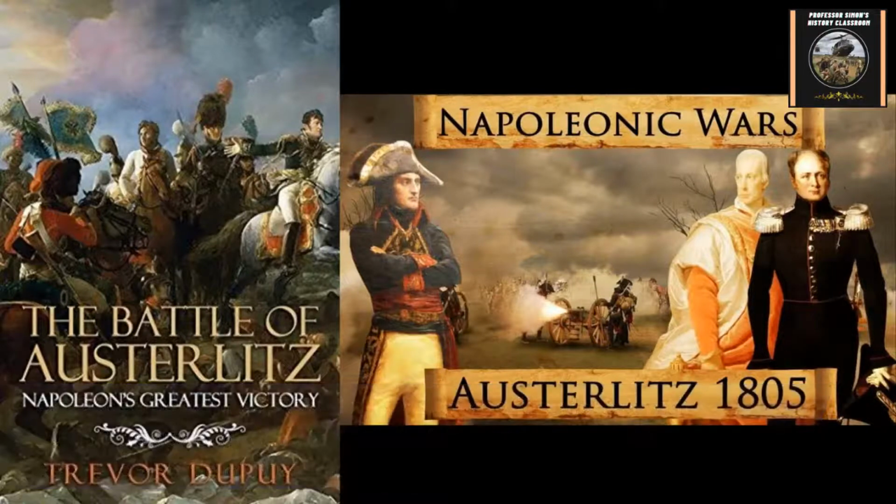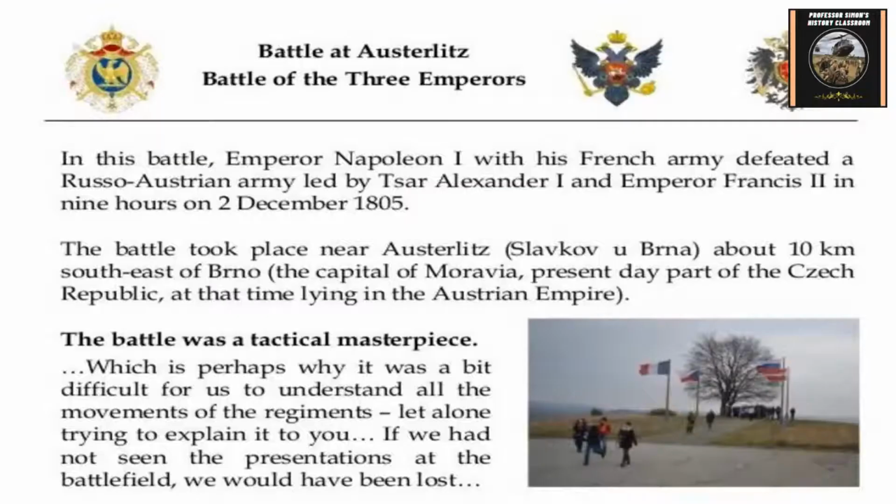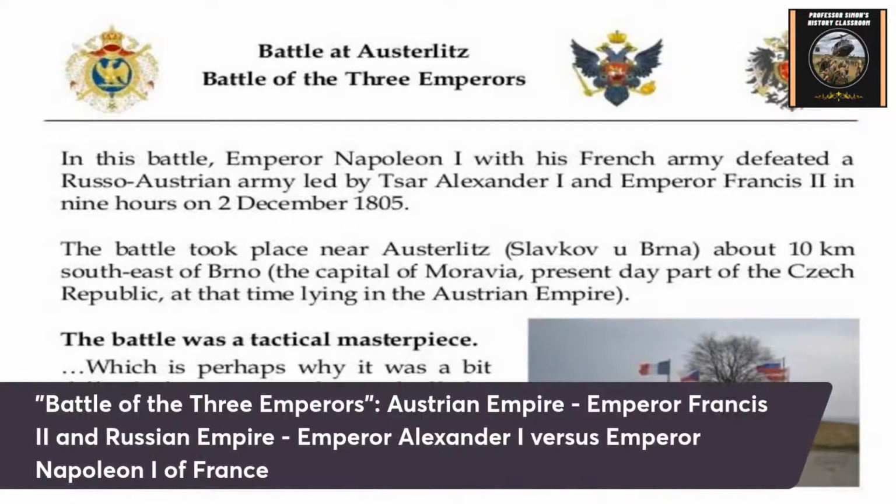And this battle had a nickname. It was later dubbed the Battle of the Three Emperors because you had three emperors present in the battle. Napoleon, who was, of course, Emperor of France, but you also had the Emperor of Austria and Holy Roman Emperor Francis II, and then also Tsar Alexander I, or Emperor Alexander I, who was the ruler of Russia. So that's basically why it was called the Battle of the Three Emperors.